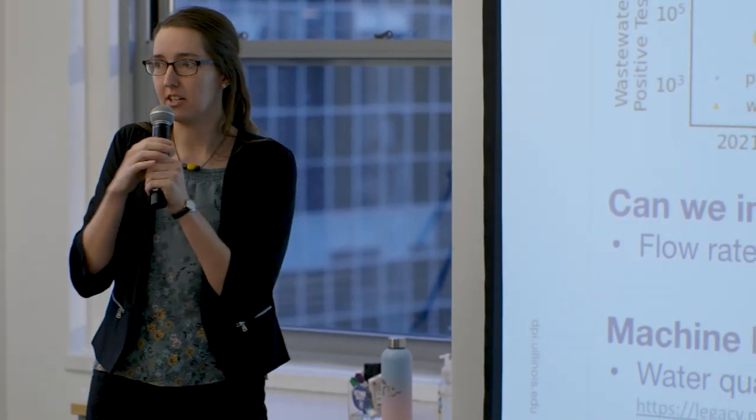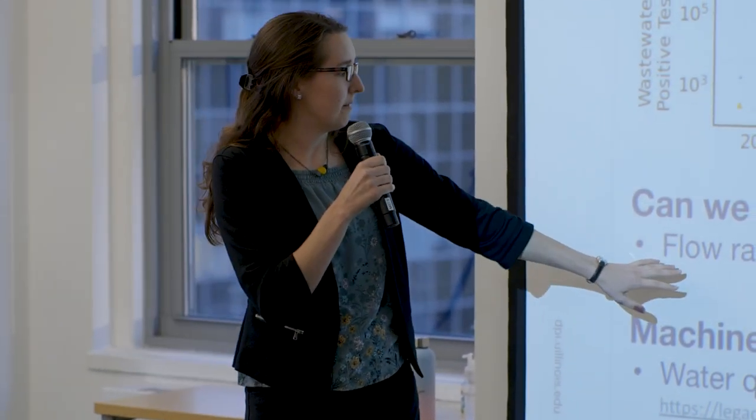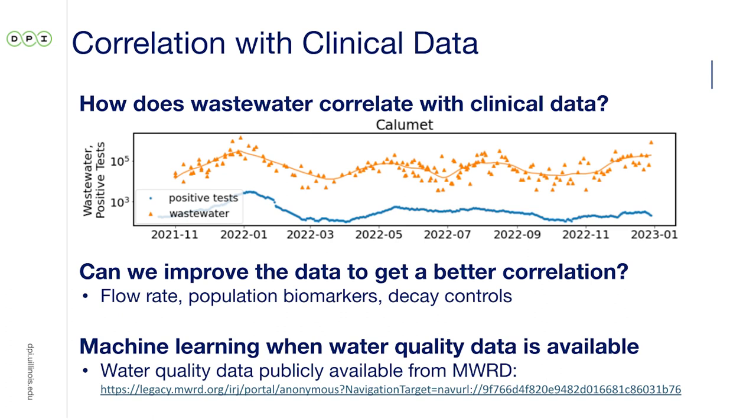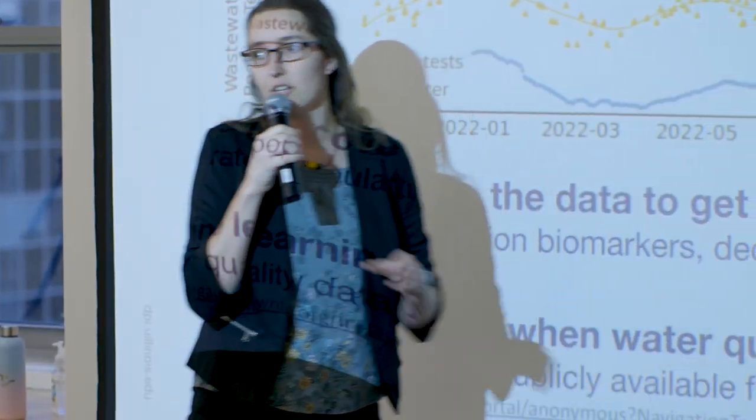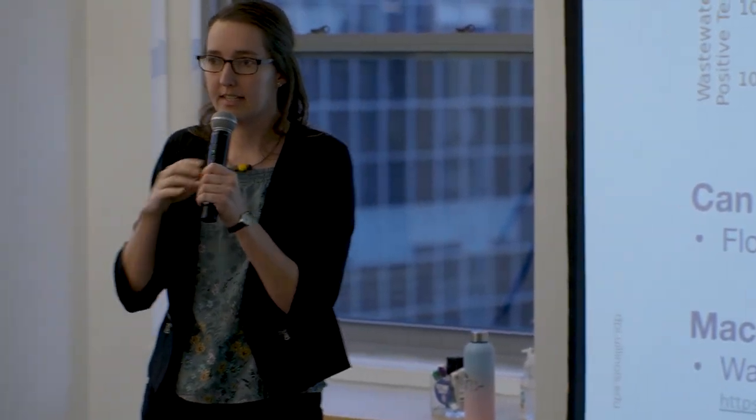It turns out that it looks like we maybe can. It might use flow rate. It might use a population biomarker, which is something we can measure that tells us how much population was contributing to any given sample, and might also tell us about fecal shedding, which is how much any individual is shedding into the wastewater. And it may also include a decay control, which is something they can do in the lab to see how much that RNA has decayed throughout the processes in the lab.